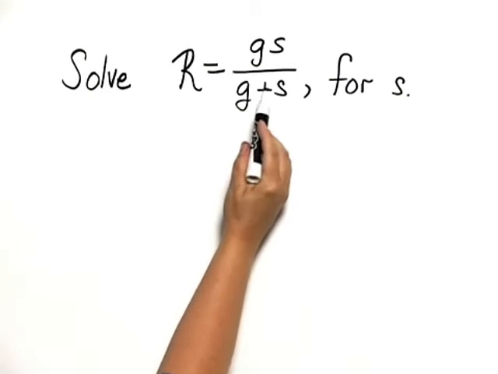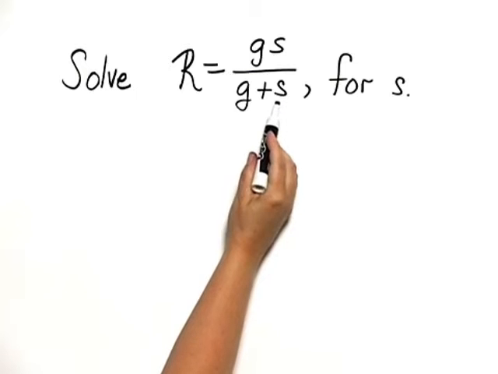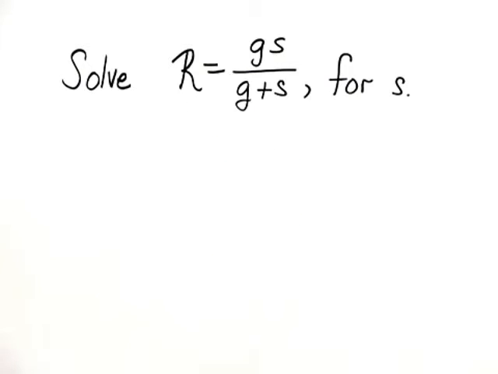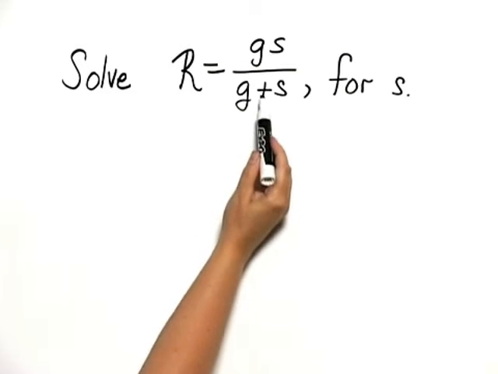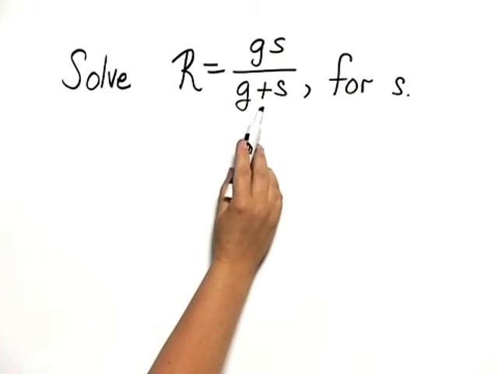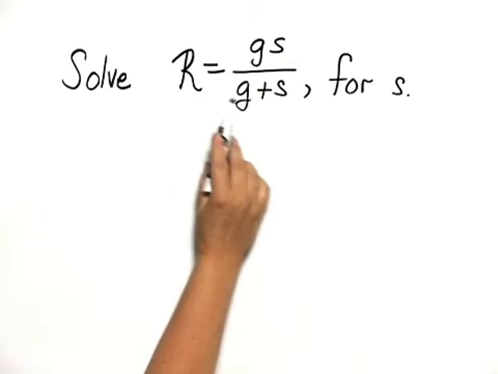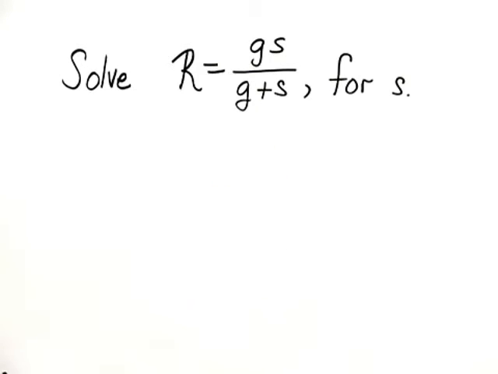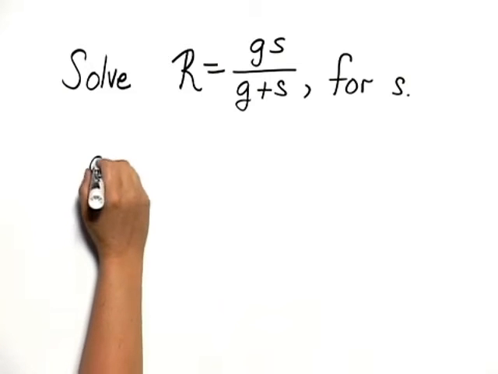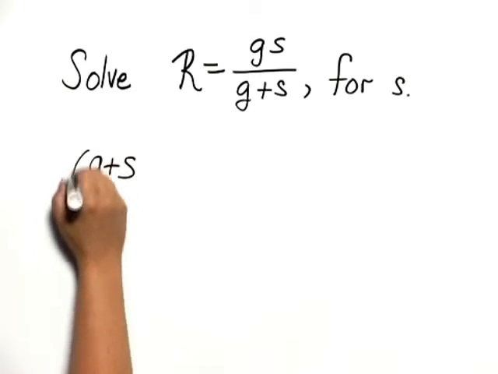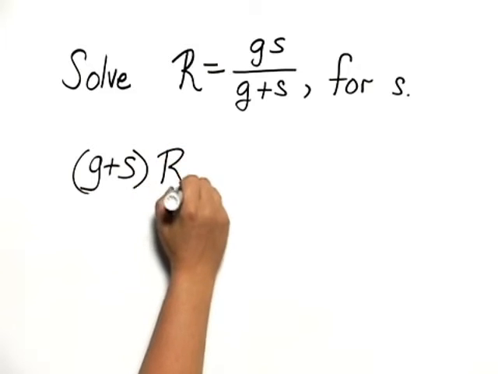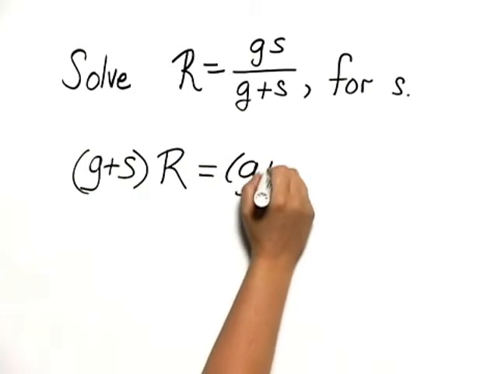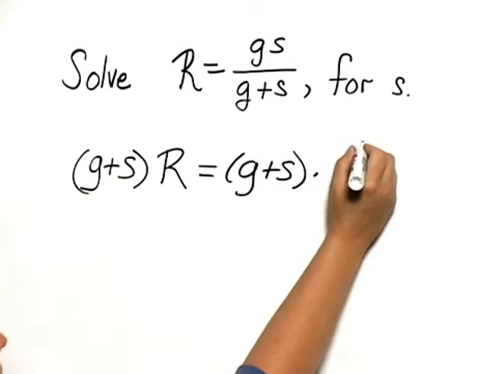What we want to do is get s by itself on one side of the equation instead of r, which is by itself on one side of the equation. Since I have a rational expression, I'm first going to clear fractions by multiplying both sides of the equation by the denominator g plus s. So I multiply g plus s times r, and then I multiply the other side of the equation by g plus s.